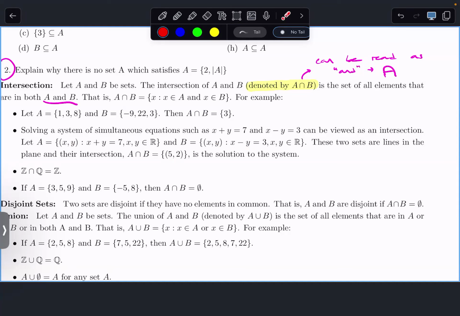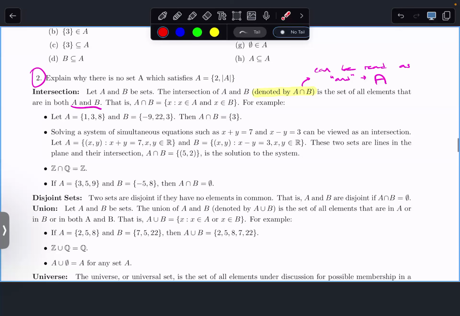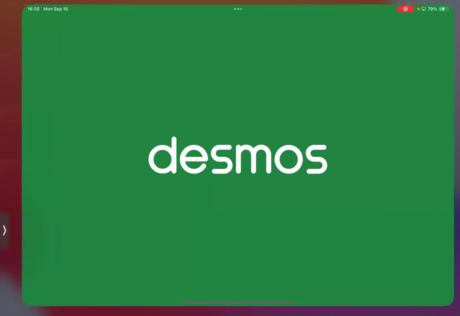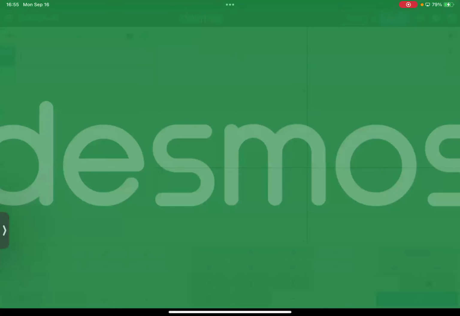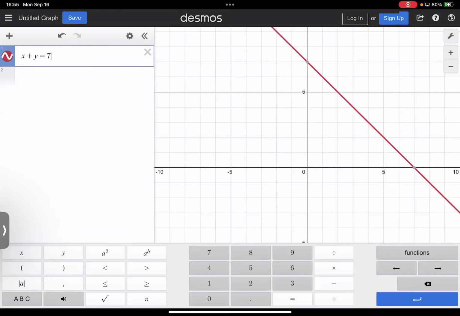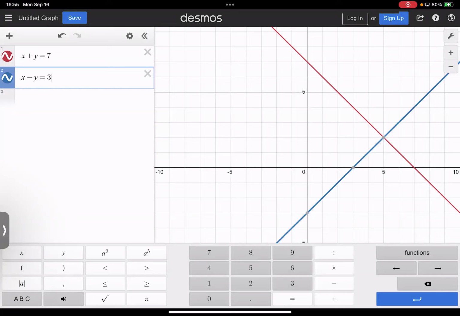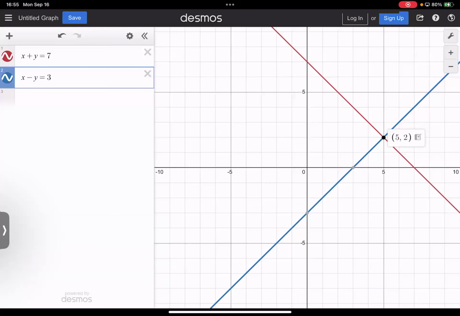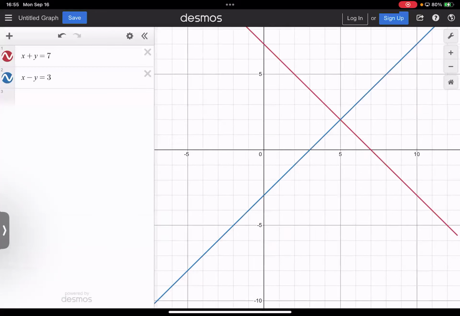Could draw those in Desmos to see. Let's do that. Why not? It'll load. I think it was x plus y is equal to 7. Makes a line, just like we thought. How about x minus y is equal to 3, I think. Made 2 lines, so those equations, 2 lines. The intersection is at 5, 2. And so that is the intersection, just one element or one coordinate in that set.